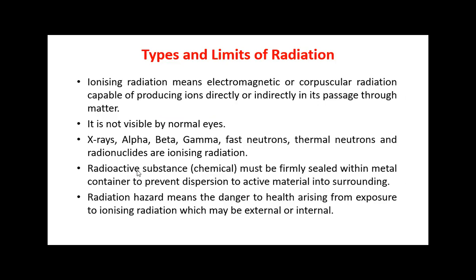So we have already discussed these ionizing and non-ionizing radiations. Ionizing radiation means electromagnetic or corpuscular radiation capable of producing ions directly or indirectly in its passage through matter. So they are capable of producing ions. That is why they are called ionizing radiations. And those which are not capable are called non-ionizing radiations. Ionizing radiation is not visible to normal eyes. And the examples we have already mentioned: X-rays, alpha rays, beta rays, gamma rays, fast neutrons, thermal neutrons, and radionuclides.